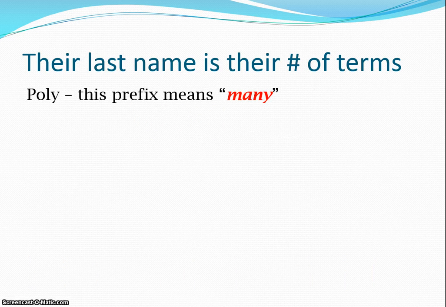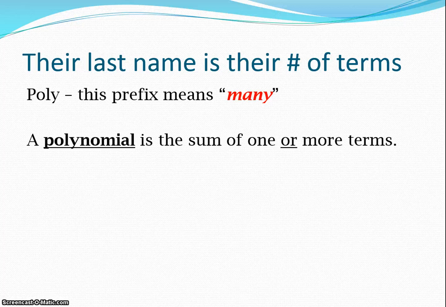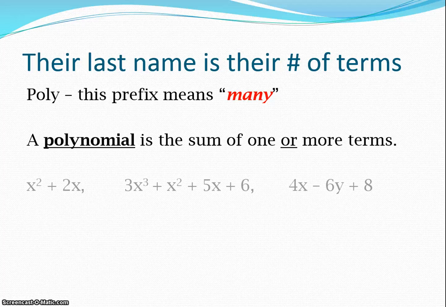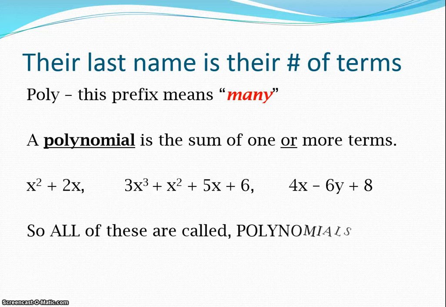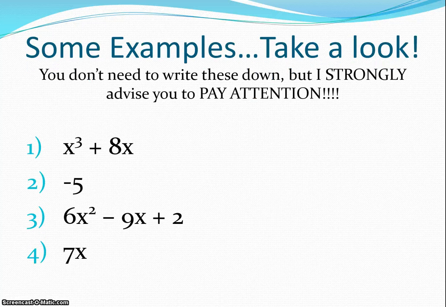Now, poly, this prefix means many. A polynomial is the sum of 1 or more terms. So all of these are polynomials. So here are some examples. Take a look. You don't need to write these down, but I do strongly advise you to pay attention.